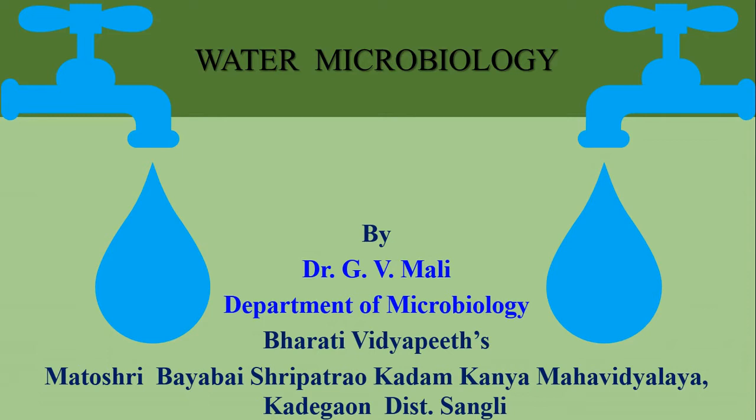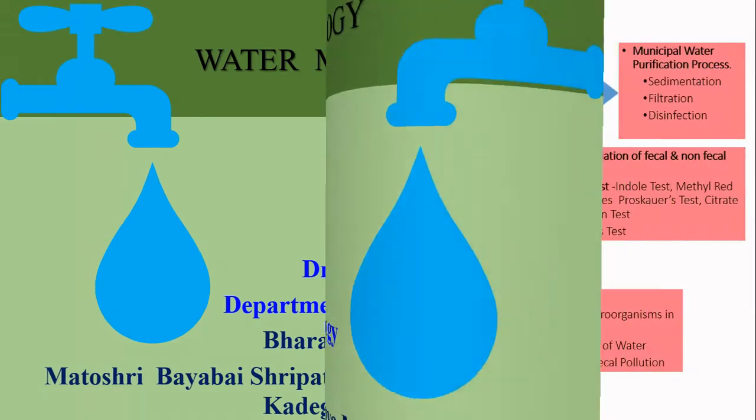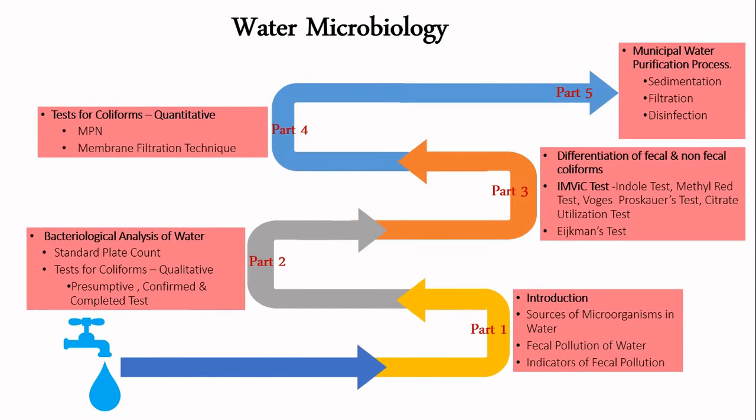This is part 4 of our topic water microbiology. In the first part, we have discussed introduction, sources of microorganisms in water, fecal pollution of water, and indicators of fecal pollution. From the second part, I have started the discussion on the bacteriological examination of water, and in that I have discussed the standard plate count method and different qualitative tests for the coliforms.